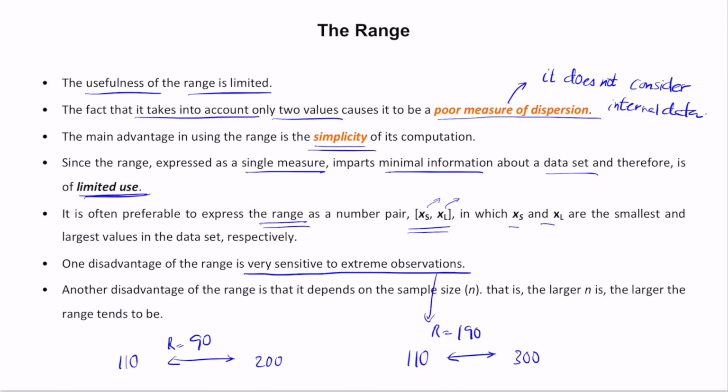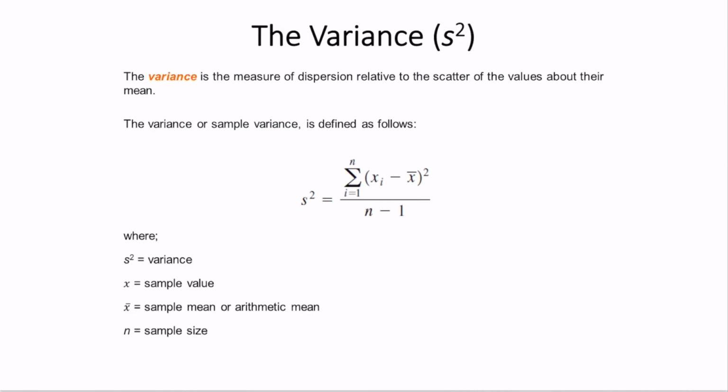Another main disadvantage of range is that it depends on the sample size. The larger the n value, the larger the range, because the more spread out the data, the larger the range of the observations. So to combat that, we use the second measure, the variance.